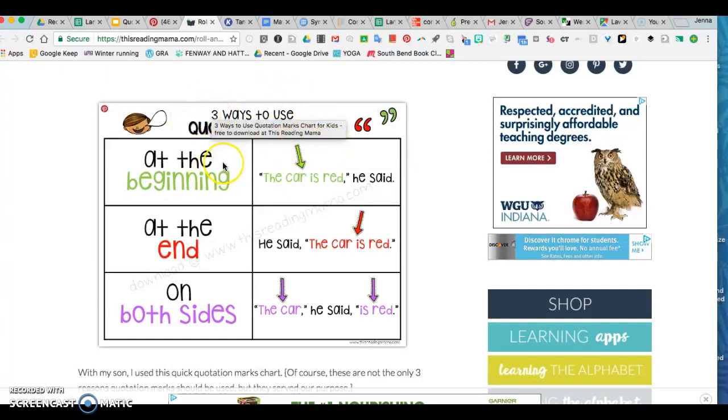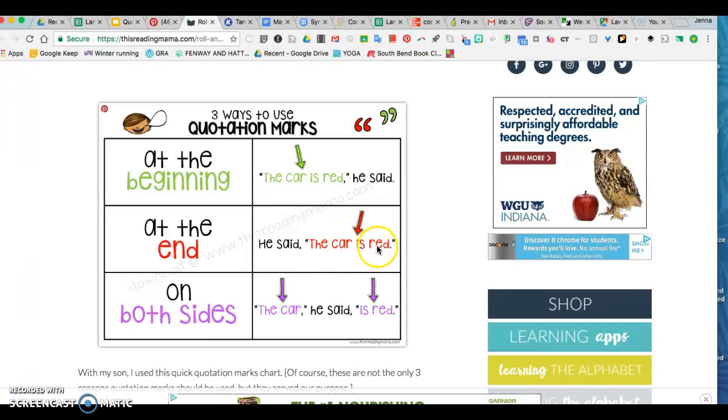One way is at the beginning of when someone is talking. So see, quotation mark, "The car is red," he said. "The car is red." They can be at the beginning.